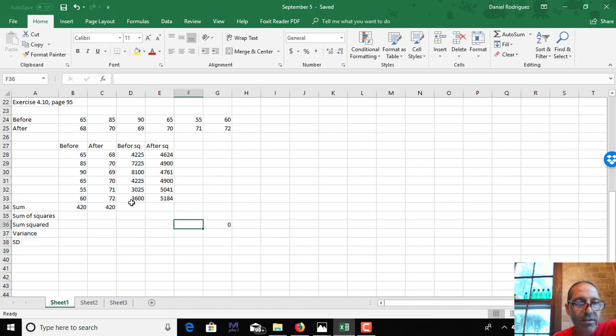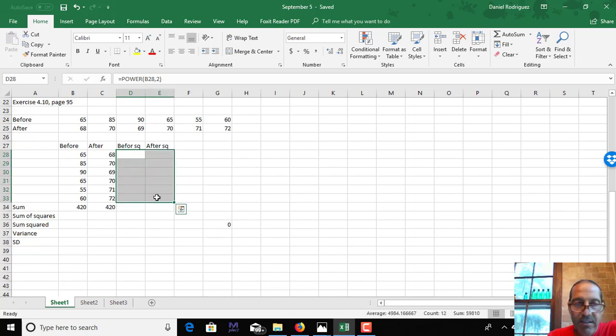Alright, so based on that formula, we need the summation of all of the x sub bi squared. So here are our values beforehand. They're 60, 65, 85, 90, 65, 55, and 60, and then this is what they are after. If we square each of those terms, we'll get 65 squared, which is, well, I'm going to do that for you just so you can remember how I did this.